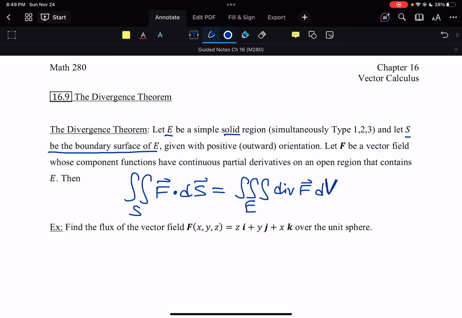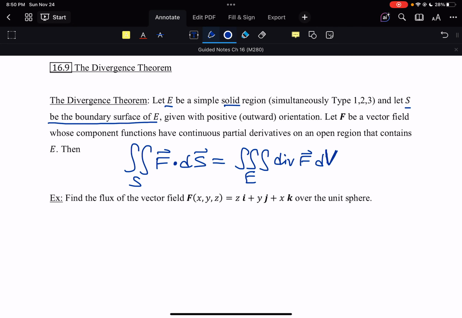Okay, but we have our simple solid region. We can evaluate the surface integral over S of the vector field F simply by taking the divergence of F and evaluating the triple integral over the solid E.